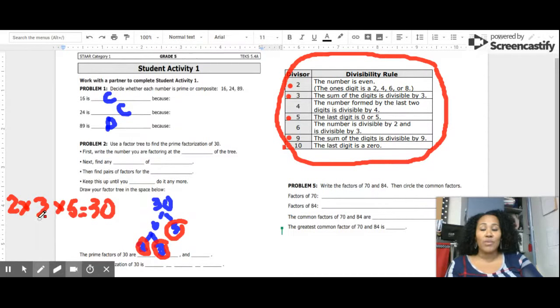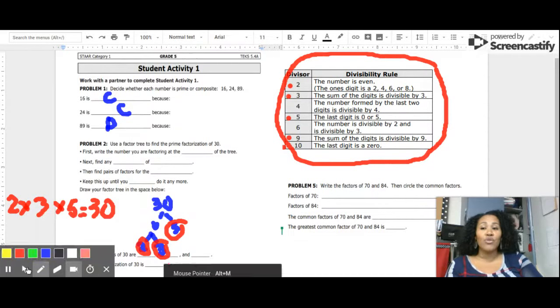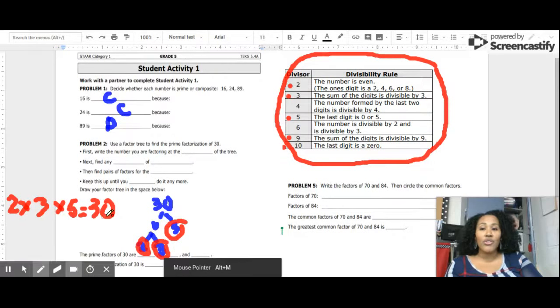Or I could say 5 times 3 is 15. 15 times 2 is 30. Here is your prime factorization for the number 30. The way we did it was using the factor tree. Any questions?